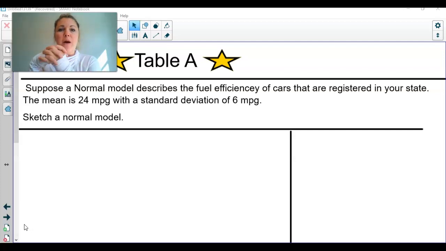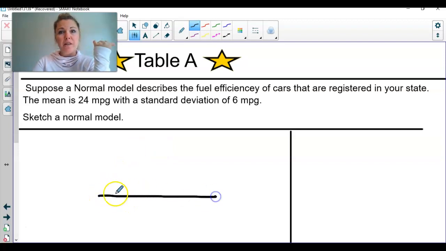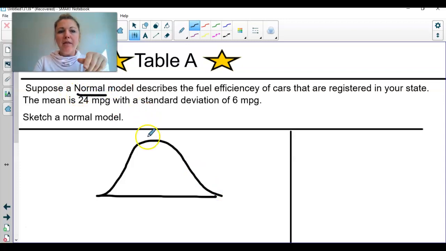Suppose a normal model describes the fuel efficiency of cars that are registered in your state. The mean is 24 miles per gallon with a standard deviation of 6 miles per gallon. What we have just learned about the 68, 95, 99.7 rule is we can draw conclusions based off of what that mean and standard deviation are about the population. Okay, so we know we have a normal model. The mean is 24 miles per gallon. So that always goes right smack dab in the center.